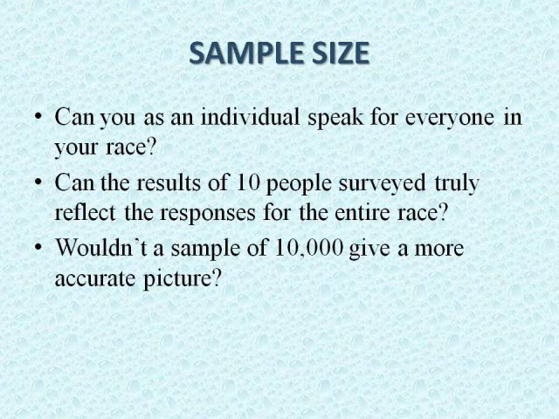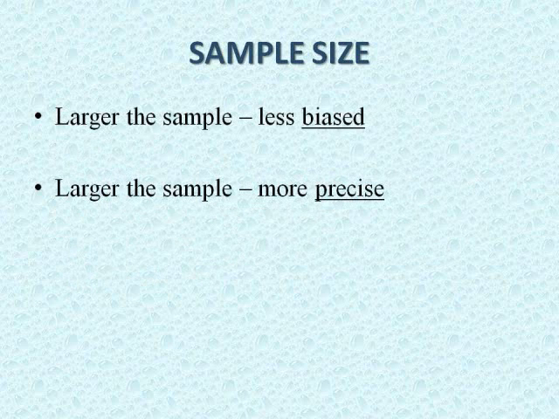Can you, as an individual, speak for everyone in your race? Can the results of 10 people surveyed truly reflect the responses for the entire race? Wouldn't a sample of 10,000 give a more accurate picture? The larger the sample, the less likely it is to be biased. In other words, the more likely the sample is to truly represent the population. The larger the sample, the more precise the results. In other words, the more likely they are to truly represent the results of the entire population.